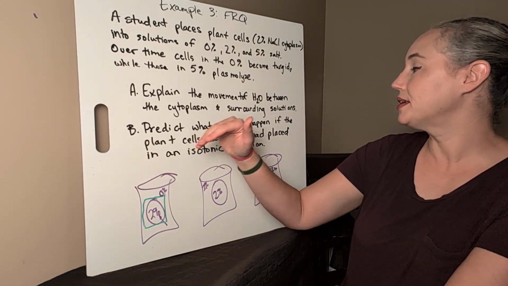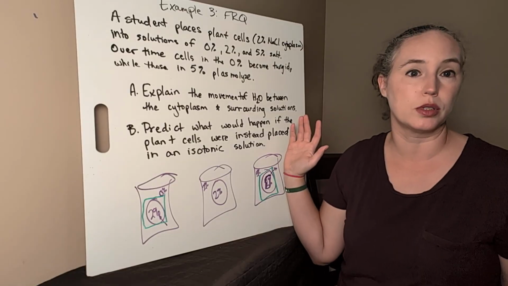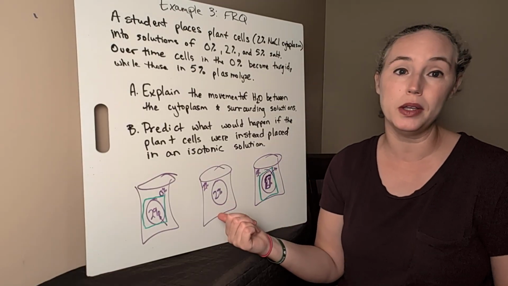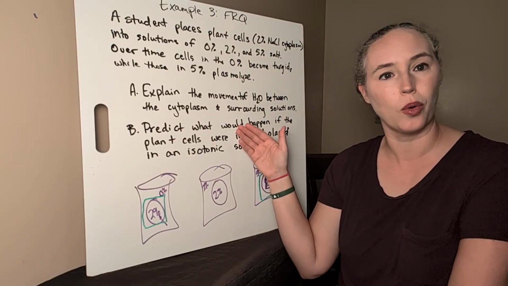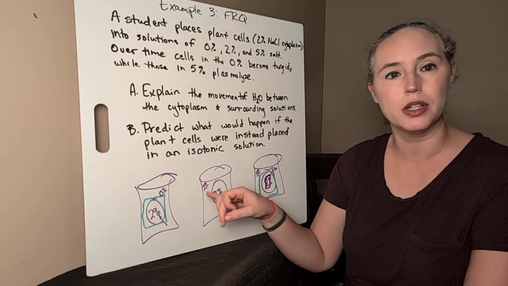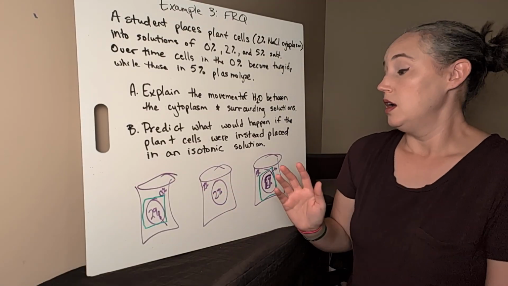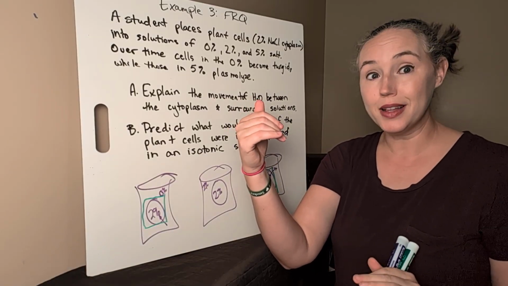Then B, predict what would happen if the plant cells were instead placed in an isotonic solution. Well, guess what? They were in the middle. It didn't tell us what happened. It's asking us to predict what will happen. So if you have an equal concentration of salt on the inside and the outside of the cell, water is going to move equally in and out.